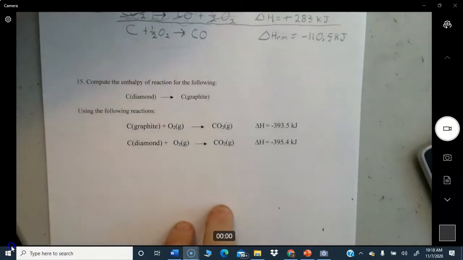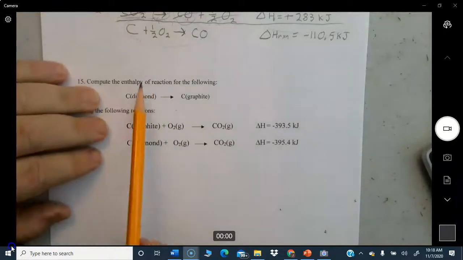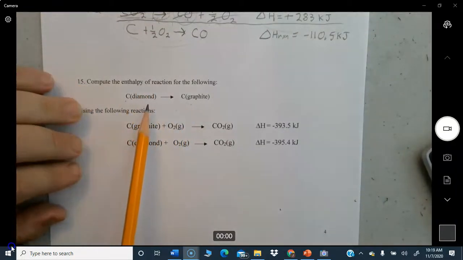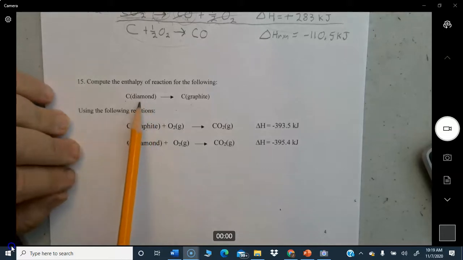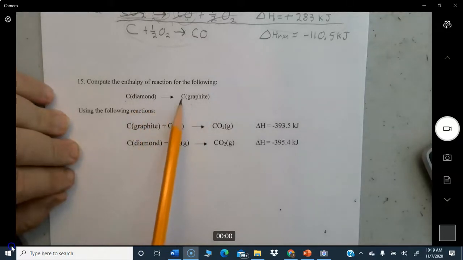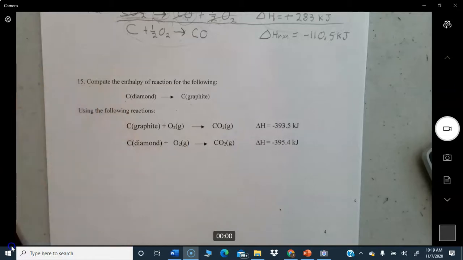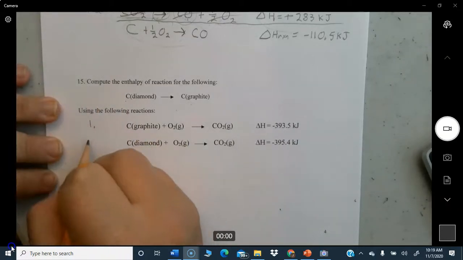Let's do this one. This one's easier. Now, in this case, you have carbon and carbon, but you have them in different forms. So you're going to treat them like different compounds. Carbon diamond and carbon graphite. So you're not going to be able to cancel carbon and carbon when you get down into doing the problem here. Okay, so very simply, let's number our equations.